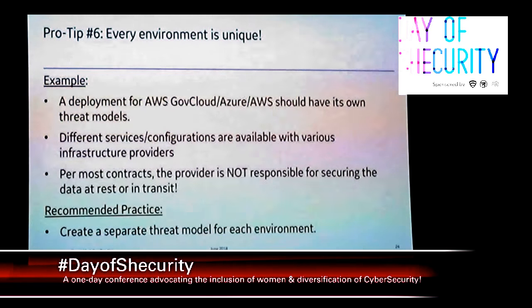And pro tip number 6, every environment is unique. Suppose you have deployments in different cloud providers like AWS or Azure. The services could be very much related, but the functionality is different and the configuration settings are different. So you want to catch all of them during threat modeling. Also, most important, cloud providers per contract say it's a shared security model, so you are responsible for maintaining the security posture for your deployment. So it is advised to do a threat model for each environment separately.